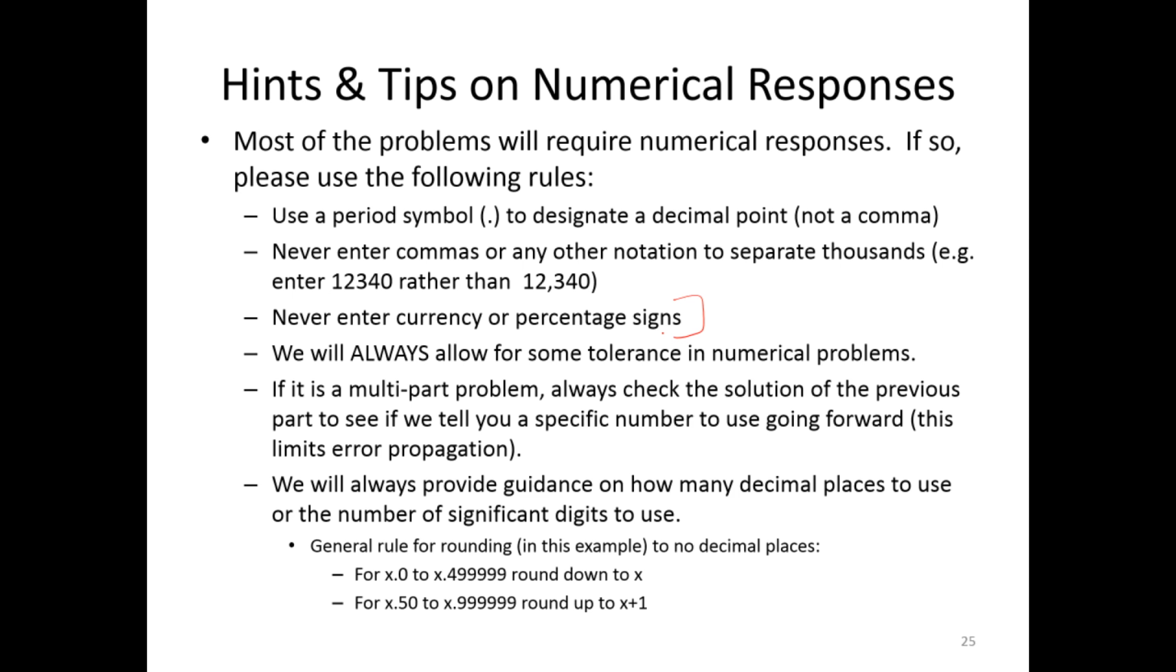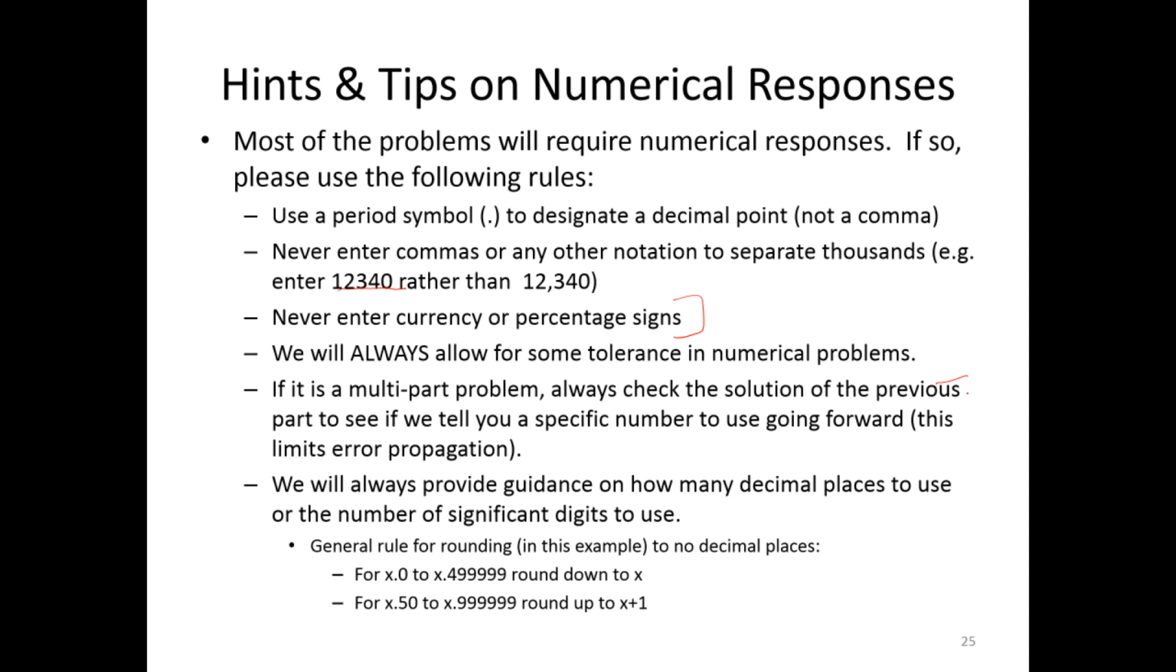We'll always allow some tolerance for these answers. So for example, if the answer is 12,340, we might allow a number as low as 12,330 and as high as 12,350. We'll always have a little bit of tolerance range in there.